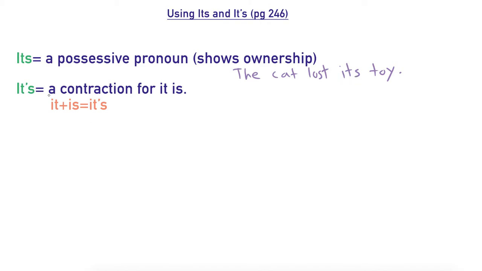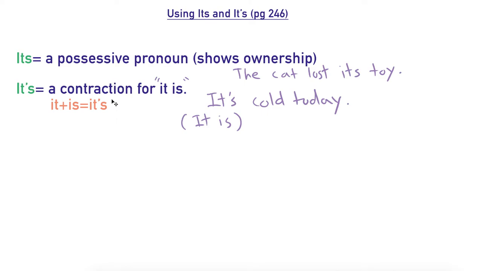This next one, it's, with an apostrophe s, is a contraction for it is. So it plus is equals it's. If I combine it and is together, I make the word it's. A contraction is kind of smushed together. An example sentence would be, it's cold today. Instead of saying it's cold today, I can split it's into it is, and it will still make sense. So I can say it's cold today, or I can say it is cold today.